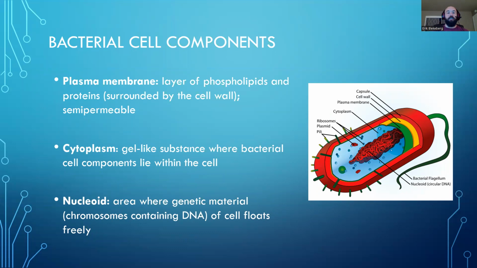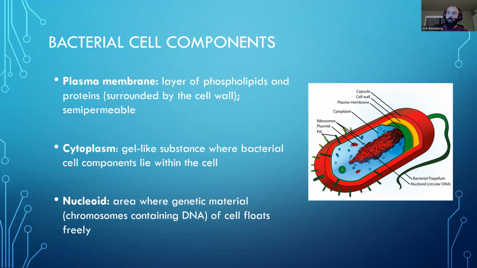Now, it does have a nucleoid. This is not a nucleus because there's no membrane around it. That's the difference. The nucleoid is simply the area where genetic material is going to free float in the cell. These are going to be the chromosomes containing the DNA. And you can see that here. Looks like a bundle of noodles or something.